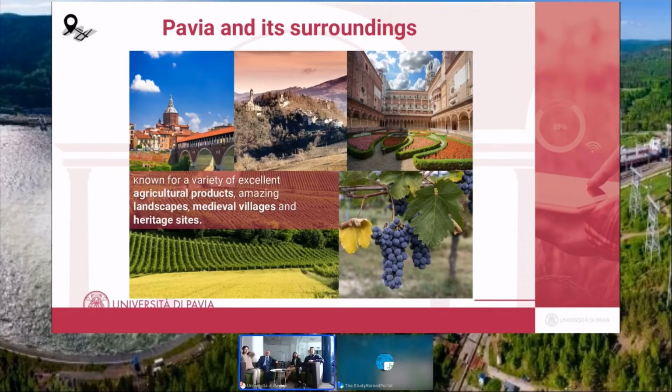Okay, but Pavia is famous not only for its long history and its excellent university, but also for its excellent agricultural products. For example, maybe Pavia is the only area where we produce rice. And of course, here in Pavia, we can also find very tasty wine. Besides the agricultural products, we have a lot of amazing landscapes around Pavia and, of course, a lot of heritage sites.